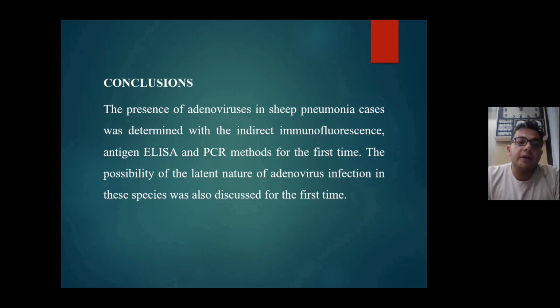Conclusion: the presence of adenovirus in sheep pneumonia cases was determined with the indirect immunofluorescence, antigen ELISA, and PCR methods. For the first time, the possibility of the latent nature of adenovirus infection in this species was also discussed.